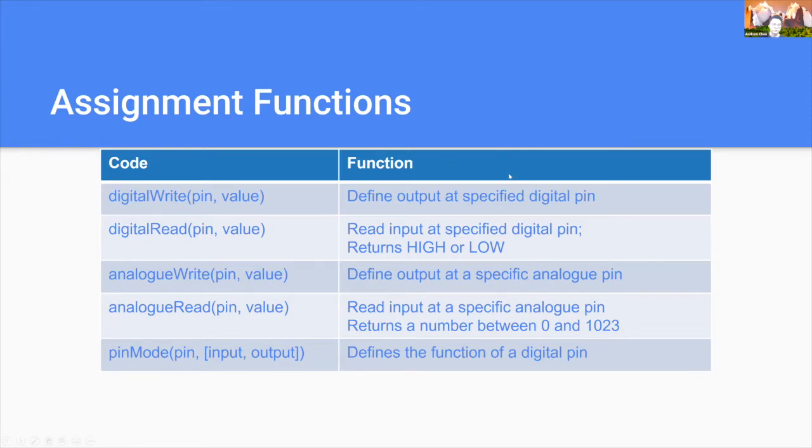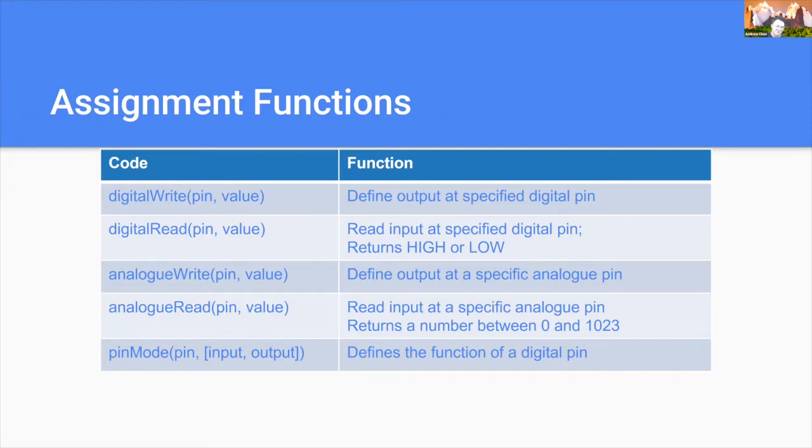No, okay, great. So for analog write, you can define output as a specific analog pin, and analog read, you can read the input of a specific analog pin between 0 and 1023. And so the difference between digital and analog is that digital only reads high or low, and analog is able to read a very specific value from 0 to 1023.